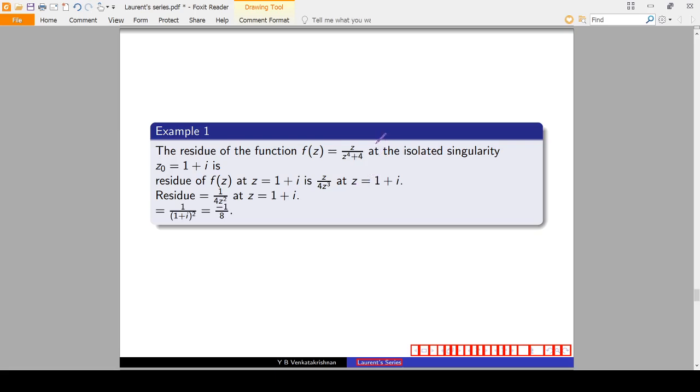But here I have written a different value.